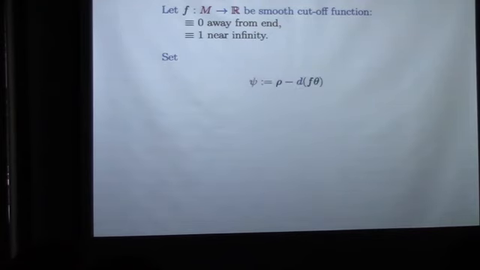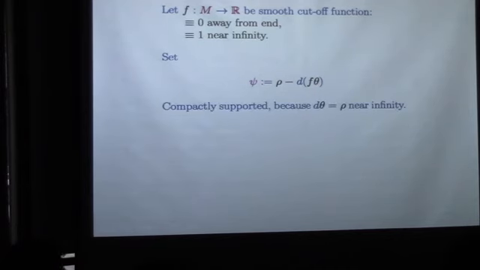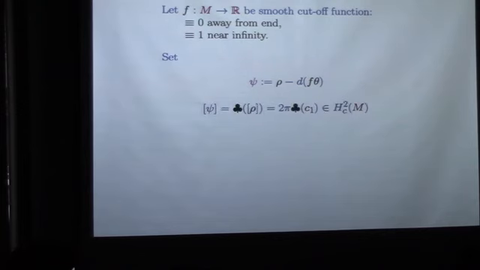So I said before that if you're given a closed form, you could find some compactly supported representative. Here, in this case, is an explicit way of doing it. Subtract from the Ricci form d of f theta. So that's not changing its de Rham class, but it now is producing something which is compactly supported, because out at infinity, this would look like d theta, and d theta is rho. So in fact, this is something which is a representative for a multiple of the class c1.